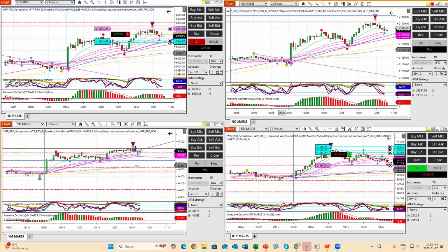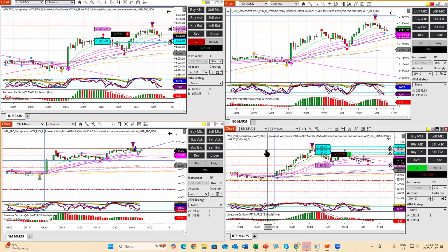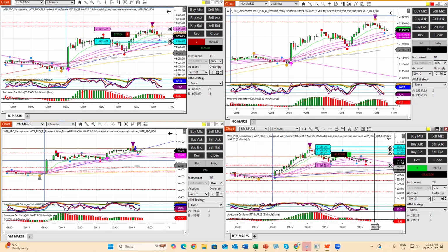And we're profitable. I just took 3 contracts in each. But I'll tell you, if the RTY gets stopped out, then we're going to wipe out the profits unless the ES comes down as well, and then we will make some money. Right now we're up $800 on the whole thing.